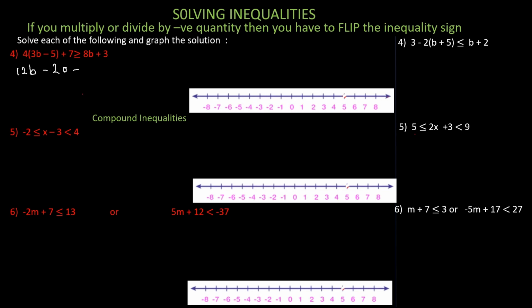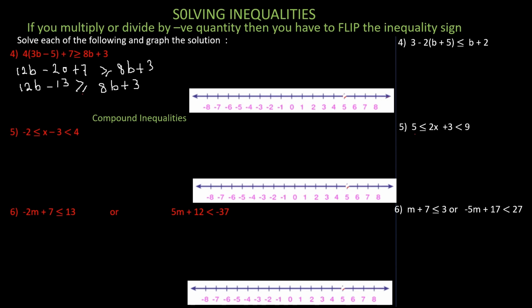Then plus 7, then greater than or equal 8b plus 3. Then let's make 12b minus 20 plus 7. Minus 20 plus 7 will be negative 13. And this is 12b, and greater than or equal 8b plus 3.